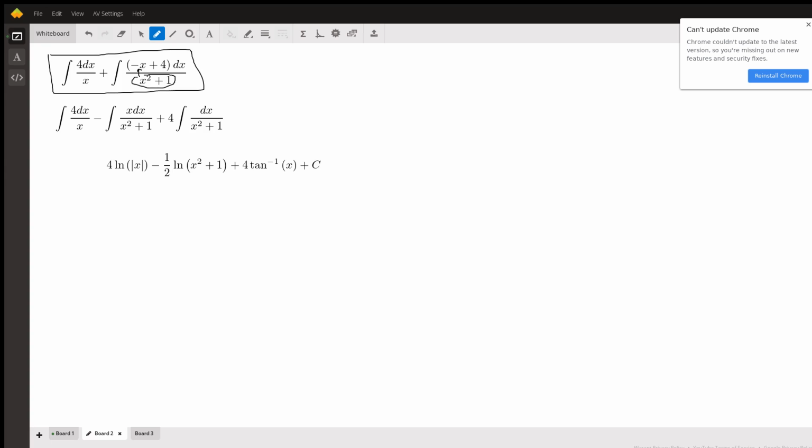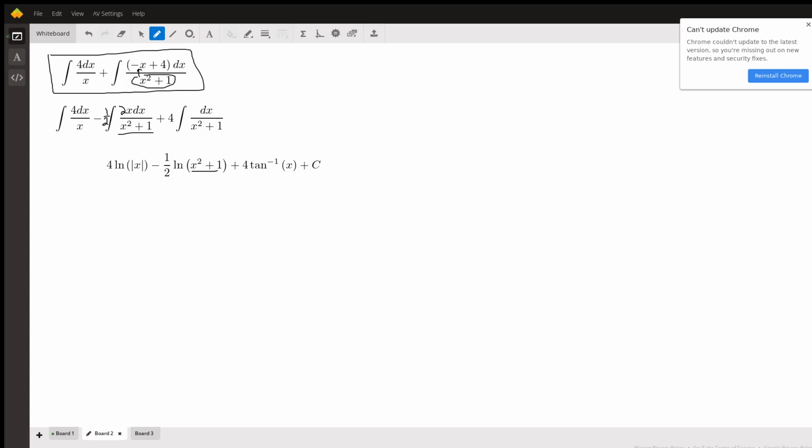And we can use u substitution for this. Let u equal x squared plus 1. Then du equals 2x dx. So we have to put a 1/2 out front. And then we've got the antiderivative of du over u, which is ln of u. I didn't put the absolute value symbols here because this is guaranteed to be a positive number.